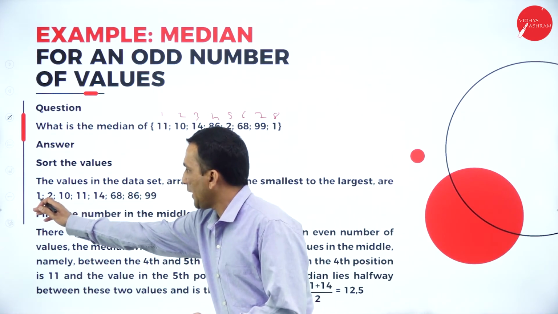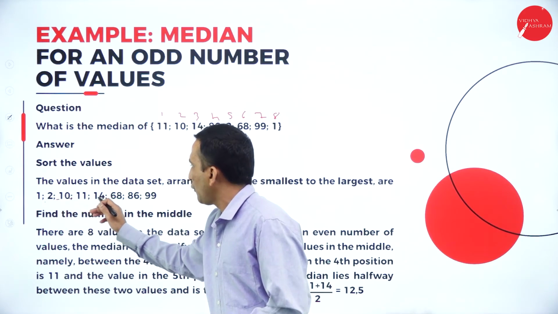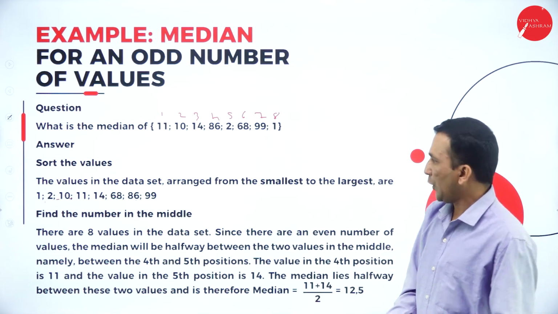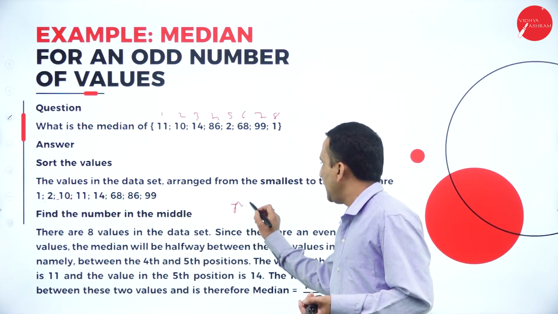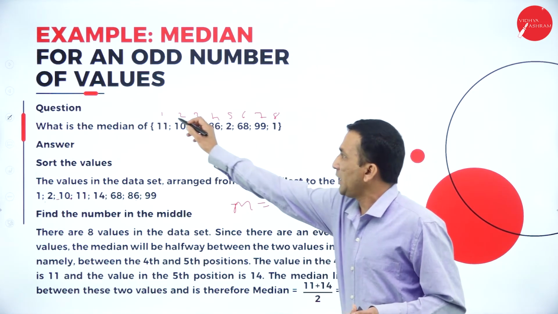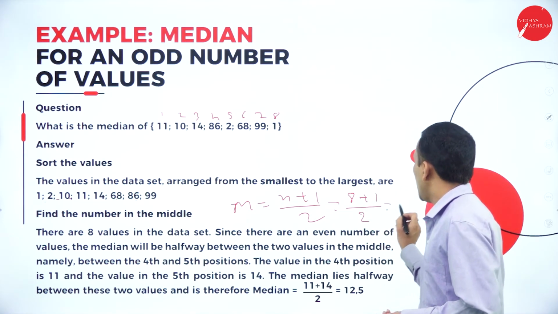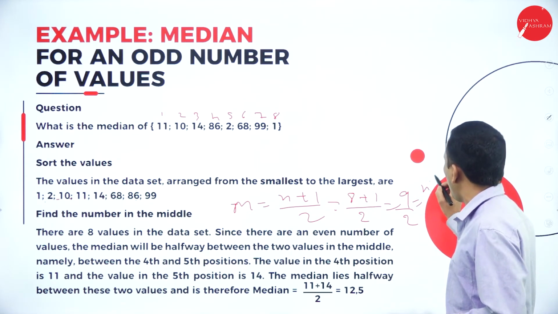I've already arranged the set of data in ascending order: 1, 2, 3, 4, 5, 6, 7, 8. Eight numbers, arranged in ascending order. Now apply the formula, very simple. Median is equal to (n plus 1) divided by 2. n is how many numbers are given? Eight numbers. Plus 1, divided by 2. Now, 9 divided by 2, we get 4.5.